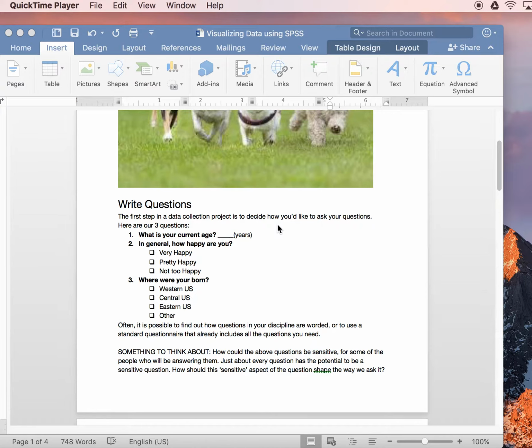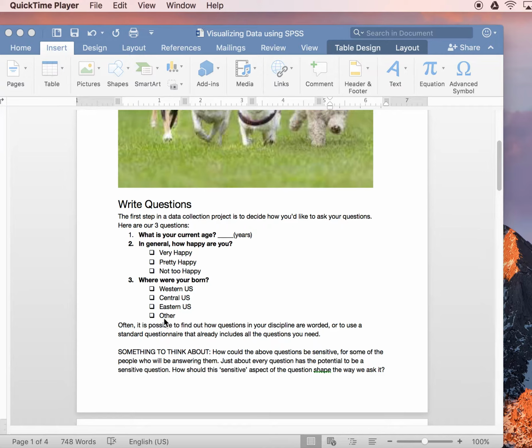Question number 2, in general, how happy are you? And that can be very happy, pretty happy, and not too happy. You can see that's kind of along a continuum from high to low. And then the third question, where were you born? Western US, Central US, Eastern US, and other. Now, aside from other, we could almost think of that as being a continuum along the latitude or longitude of the United States, but because we have other, that could be really anywhere. So this ends up being a nominal variable, the where were you born.